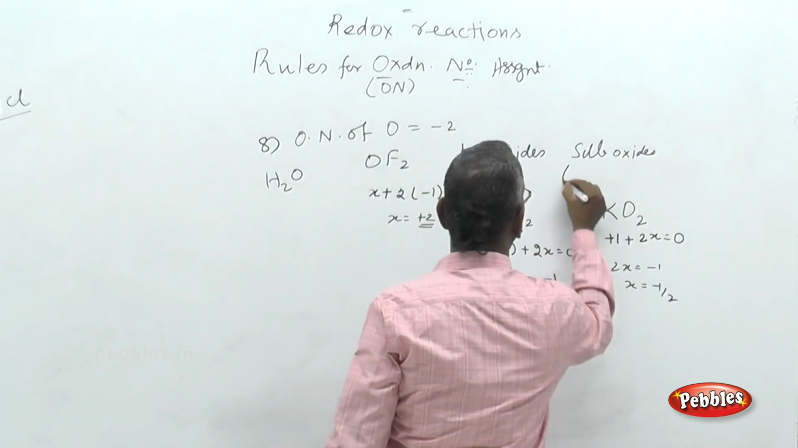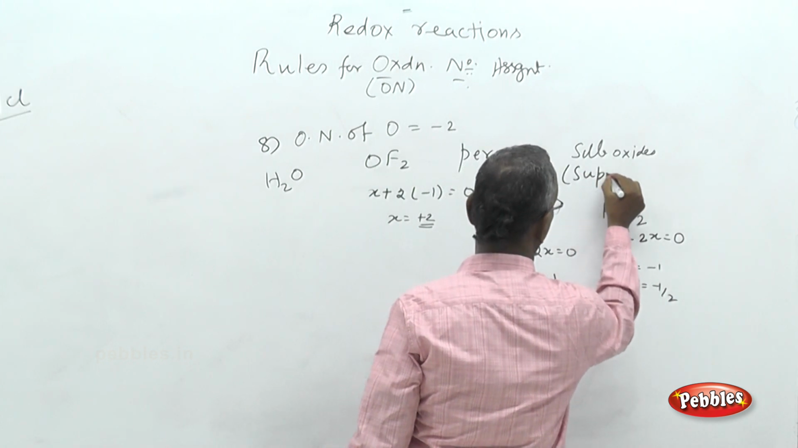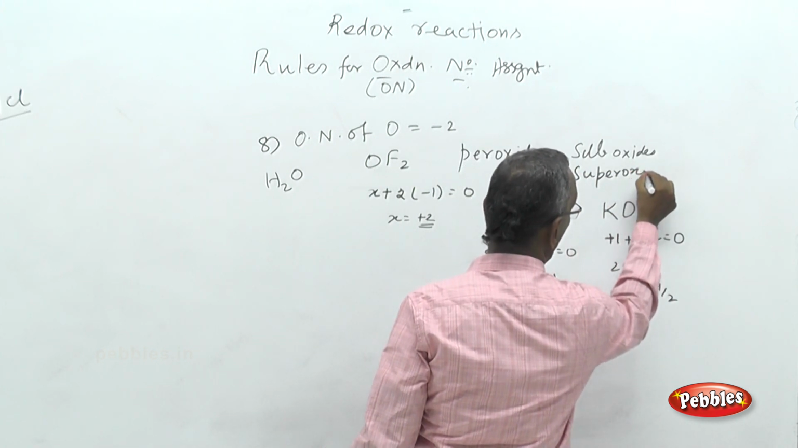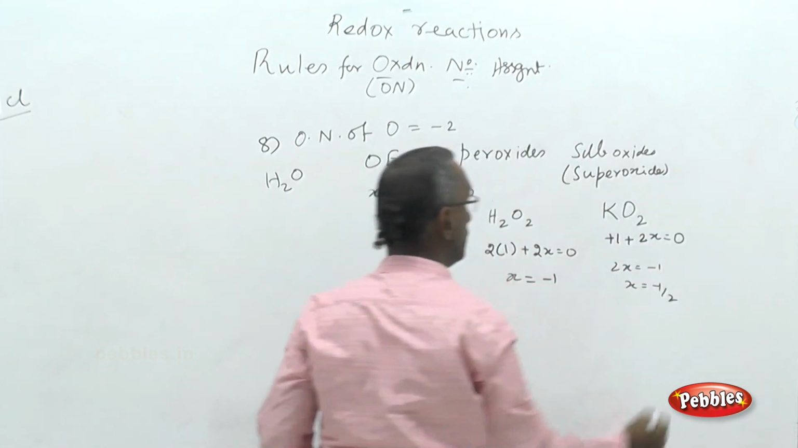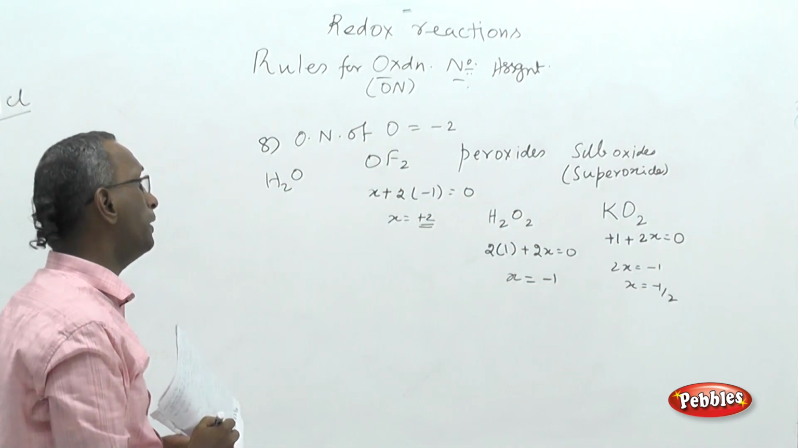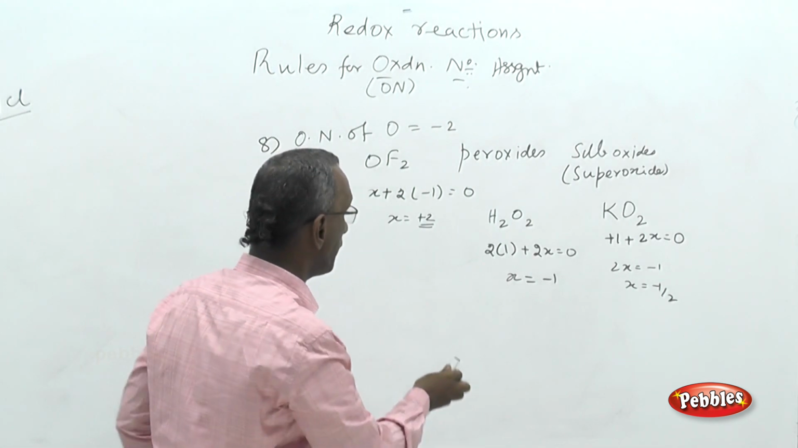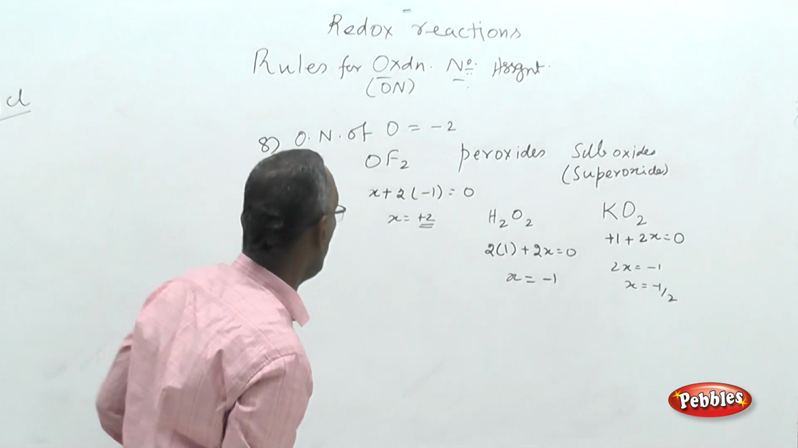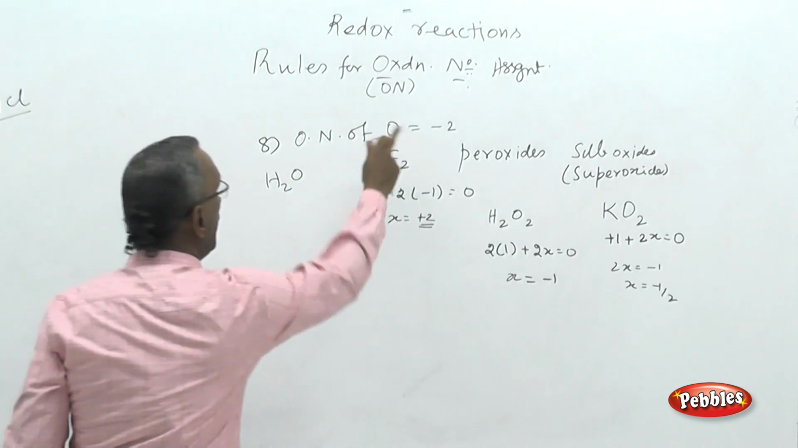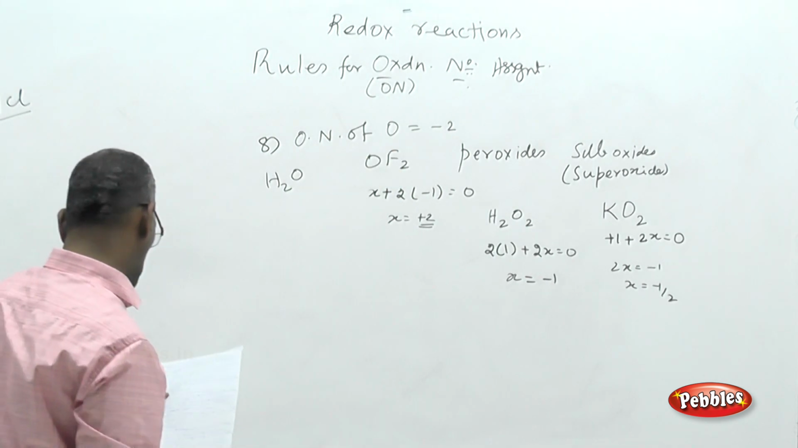In some cases it is also called superoxide. Potassium superoxide, suboxide, superoxide. So the idea is that oxygen can take any negative oxidation state. In a rigorous case, it can also take a positive oxidation state. Generally, it is minus 2.